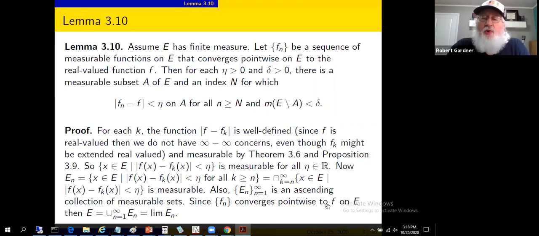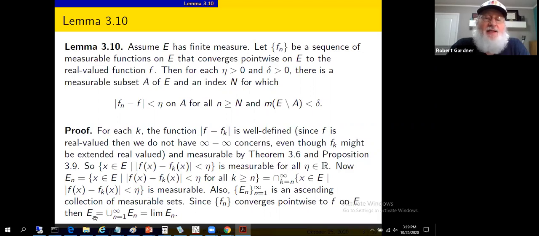Now, f sub n converges pointwise to f on E. That was the hypothesis. So we can write set E as the union of these E sub n's. Think of it like this. I know we've got pointwise convergence. This sequence f sub n converges to this function f, and it does it for every x value in set E. So for any k, eventually, when k is large enough, we'll have this difference less than eta. So that holds for all x in E, that eventually f of x and f sub k of x in distance is less than this parameter eta.